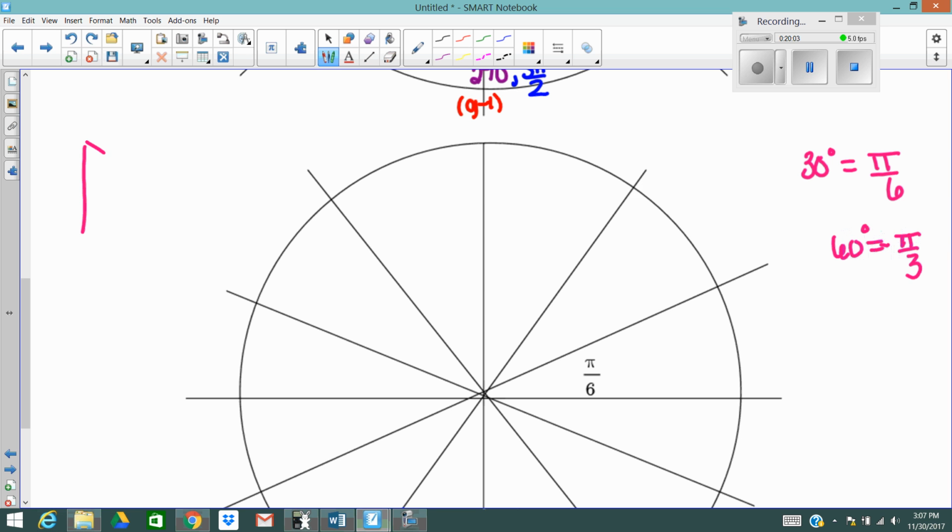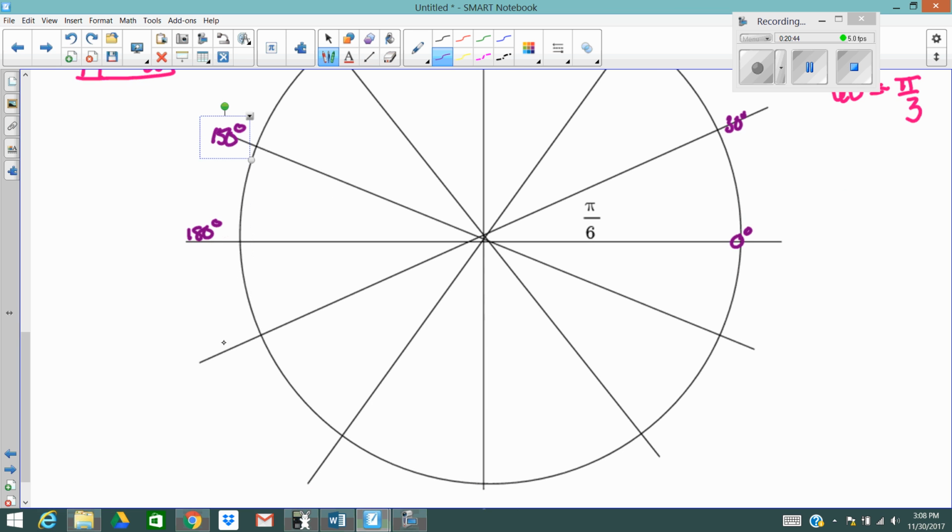And now let's take a look at our 30, 60, 90 right triangle with, again, hypotenuse 1. So before we do that, let's fill in our degrees. So I have 0 degrees. I have 30 degrees. 30 plus 30 is 60 degrees. 60 plus 30 is 90 degrees. 90 plus 30 is 120 degrees. 120 plus 30 is 150 degrees. 150 plus 30 is 180 degrees.